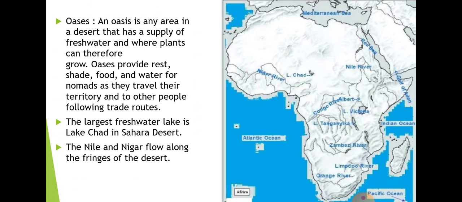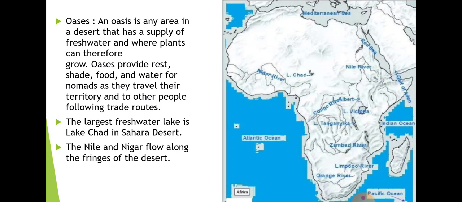You know very well, in every desert, the dry desert or the hot desert, there is an oasis. So what is an oasis? An oasis is a place in the desert that has a supply of fresh water where plants can grow, and oases provide rest, shade, food, and water for nomads as they travel their territory, and for other people following the trade routes. Basically, an oasis is a fresh water supply present in the middle of the desert.